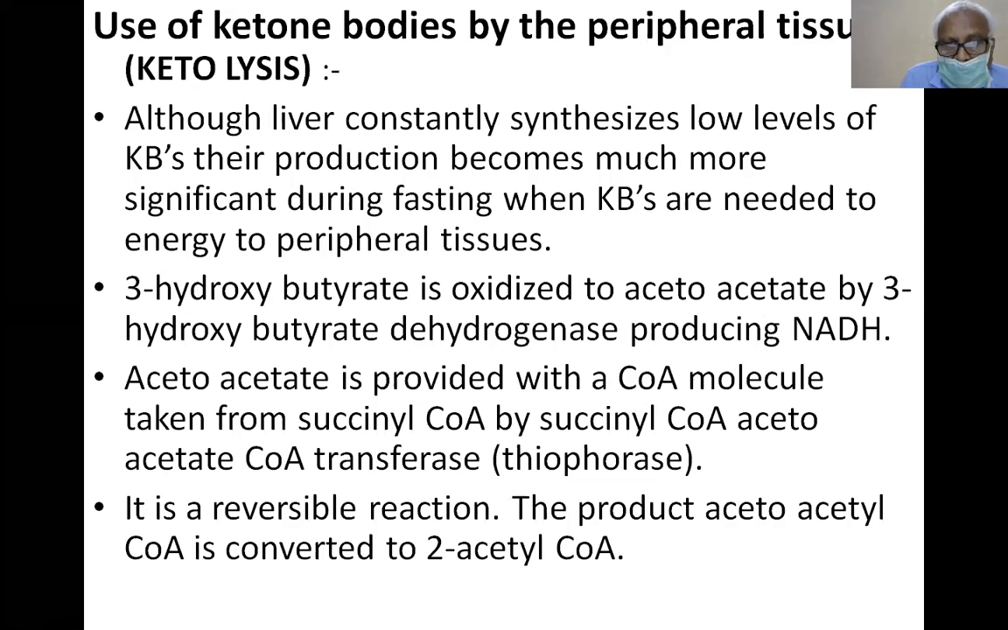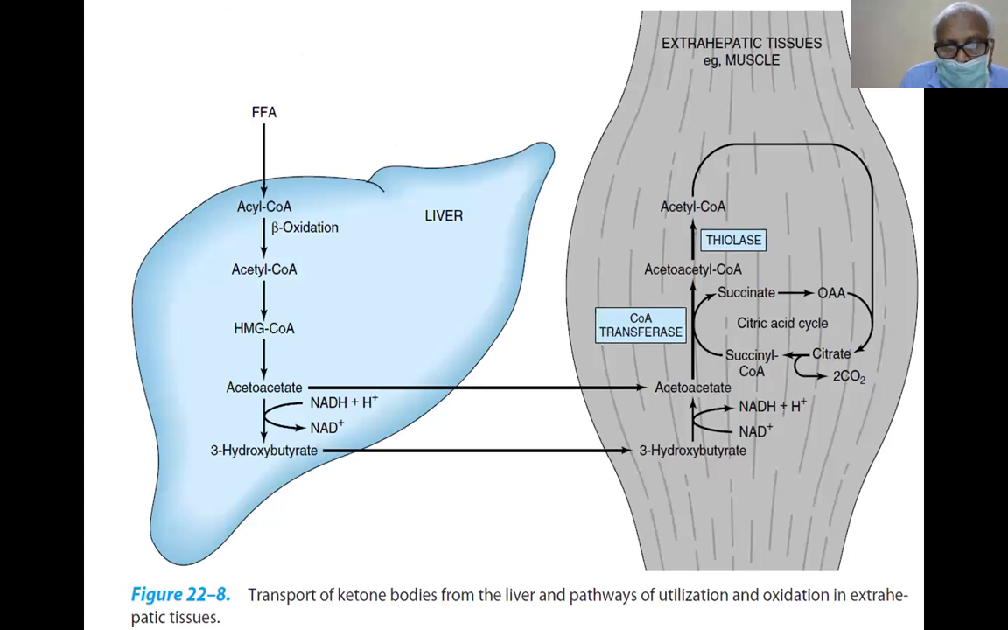Beta hydroxybutyrate is oxidized to acetoacetate by beta hydroxybutyrate dehydrogenase, producing NADH. Acetoacetate is provided with a CoA molecule taken from succinyl-CoA by succinyl-CoA acetoacetate-CoA transferase, that's known as thiophorase. It's a reversible reaction. The product acetoacetyl-CoA is converted to 2 acetyl-CoA.